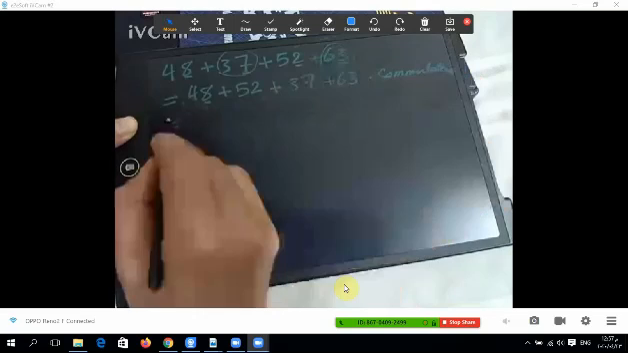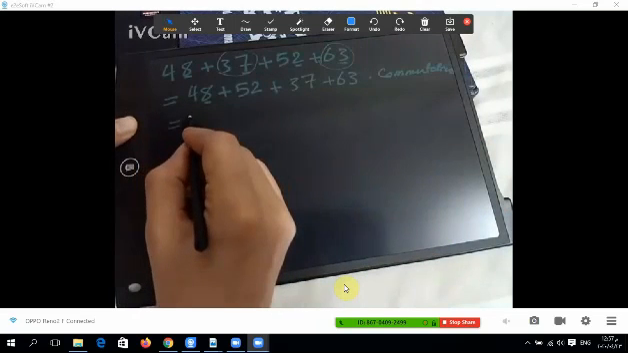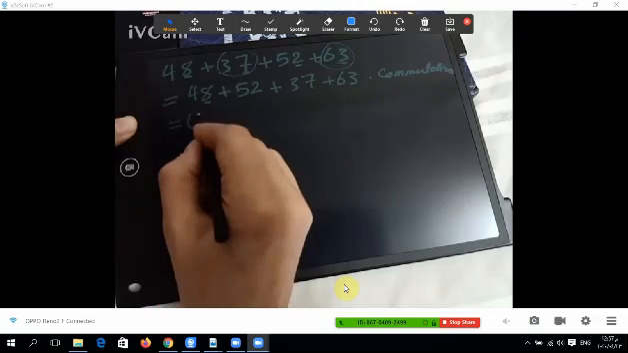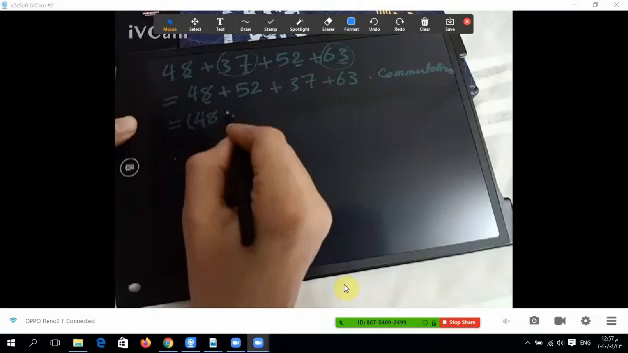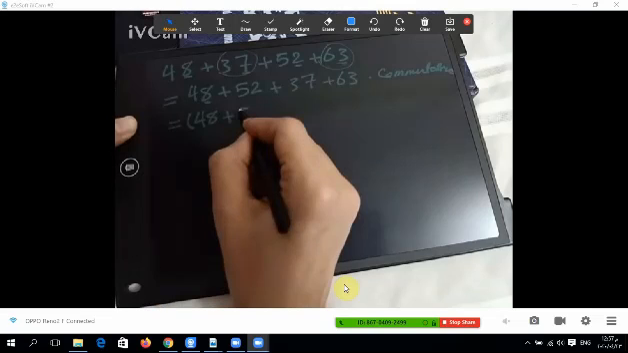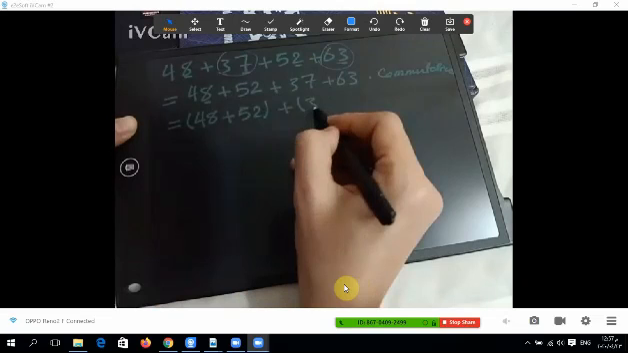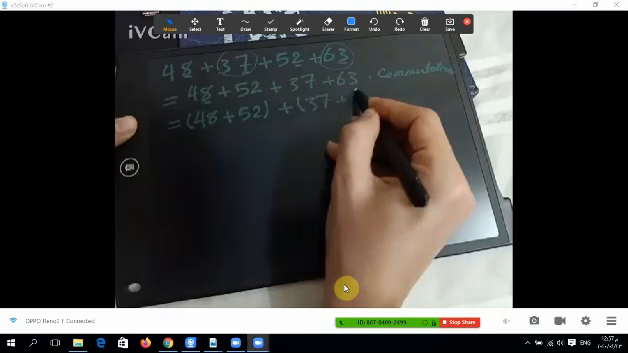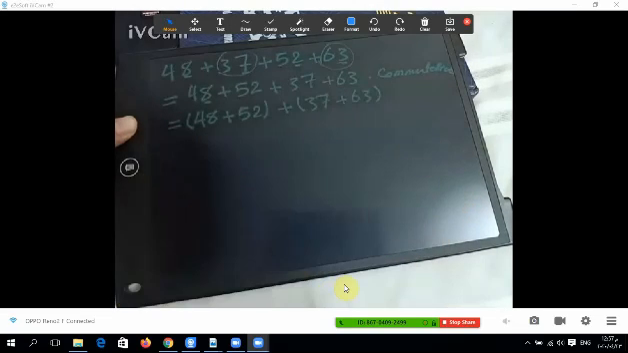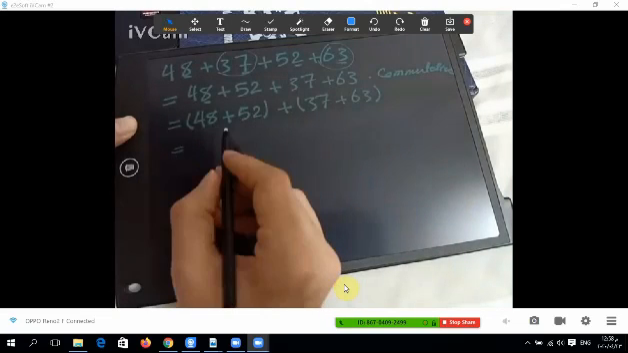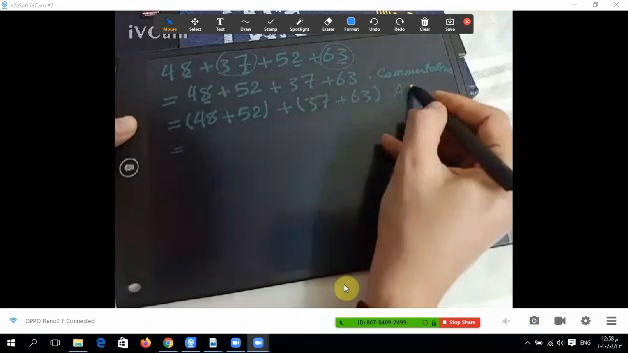Okay. The next part is associative, so make brackets. 48 plus 52 in brackets, plus 37 plus 63. So make the first one. 8 plus 2 equals? And this is associative, don't forget.